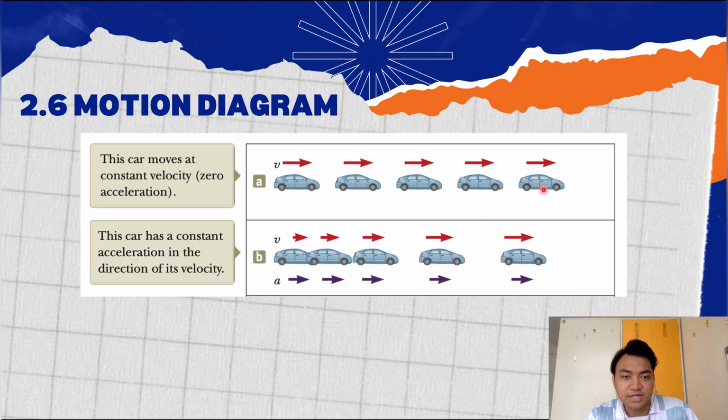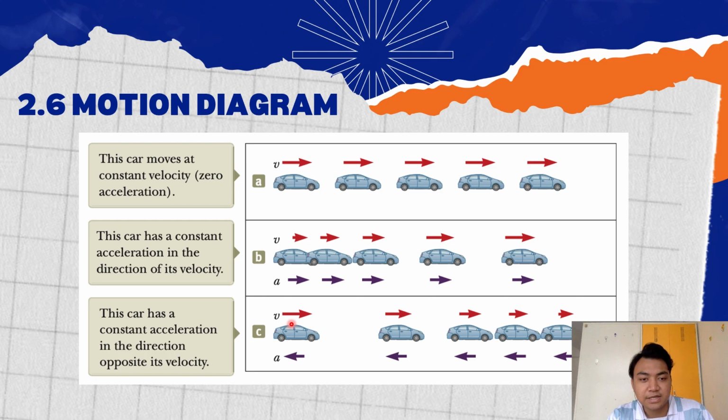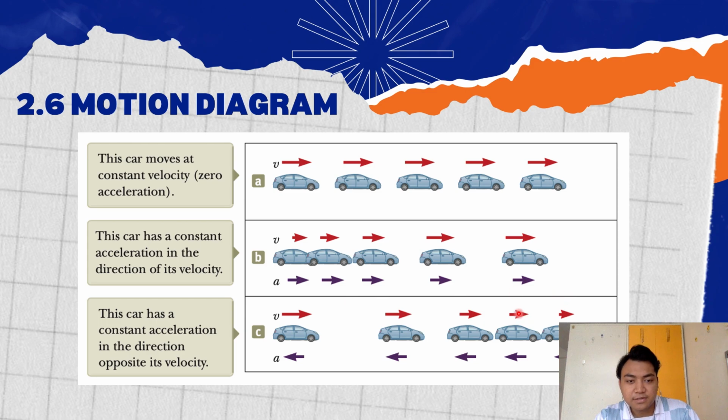In the next picture, we can see that the length of the arrow is increasing over time. When the length is increasing, we can conclude that the car is undergoing acceleration. So the car here accelerates. In the third picture, the length of the arrow is decreasing over time. When the length is decreasing, we can conclude that the car is decelerating.